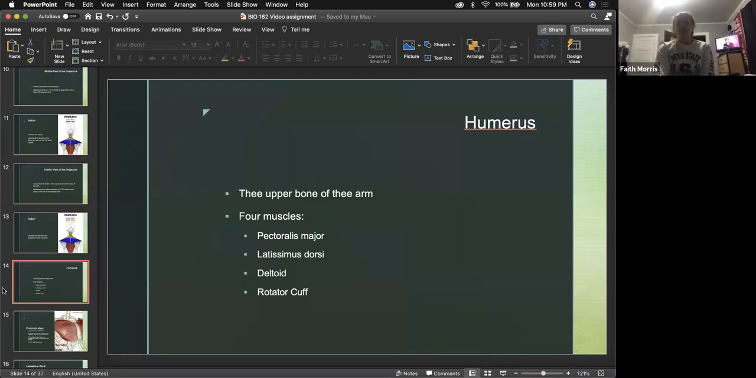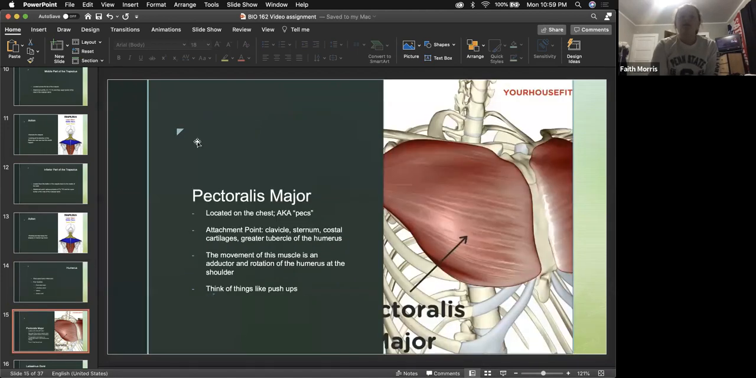So now we're moving on to the humerus, and that has 4 muscles that we'll be talking about: the pectoralis major, latissimus dorsi, deltoid, and the rotator cuff. The pectoralis major is located on the chest. It's also known as the pecs. It attaches to the clavicle, the sternum, costal cartilages of the ribs, and the greater tubercle of the humerus. The movement of this muscle is adduction and rotation of the humerus at the shoulder. Think of things like push-ups and other exercises like that.